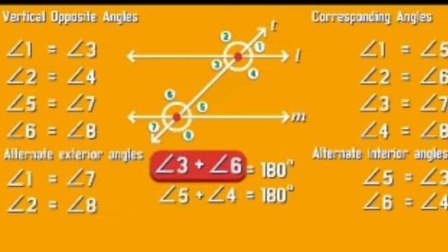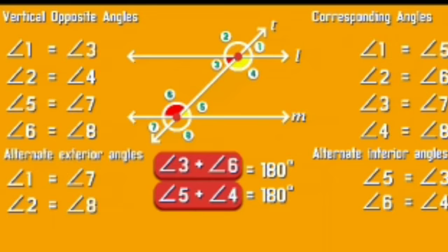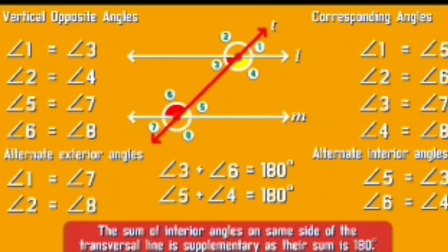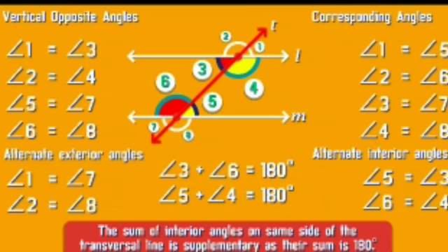As the pair of angles 3 and 6 and the pair of angles 4 and 5 lie on the same side of the transversal line, they form supplementary angles. So here we can say that the sum of interior angles on the same side of the transversal line is supplementary as their sum is 180 degrees.